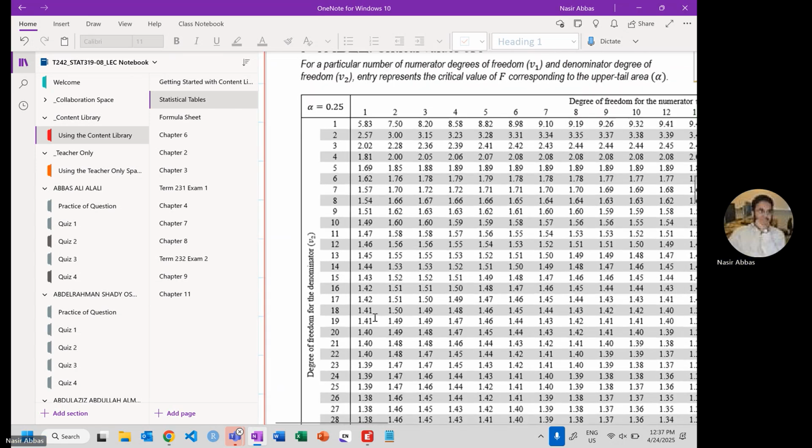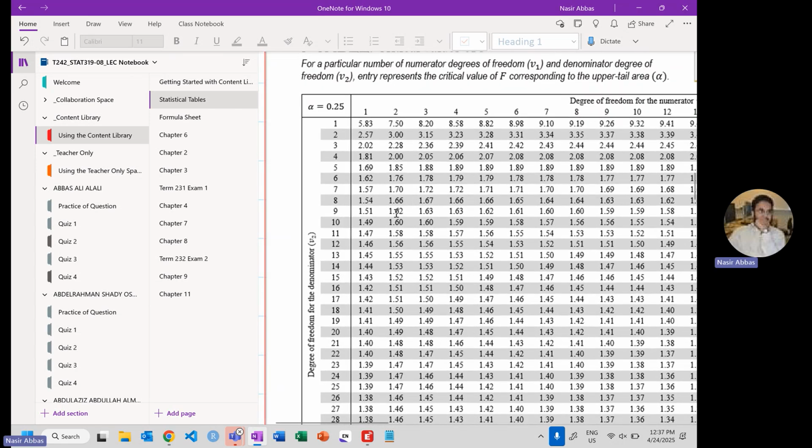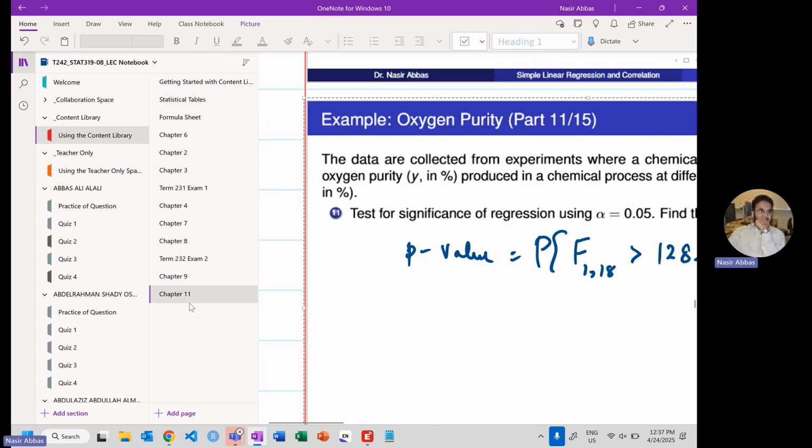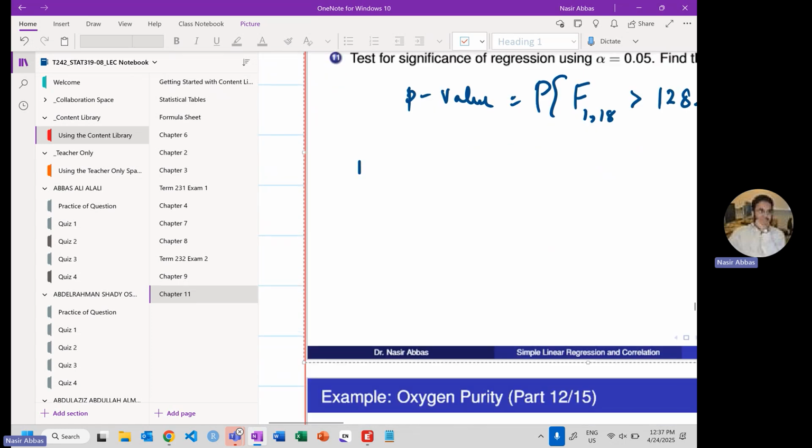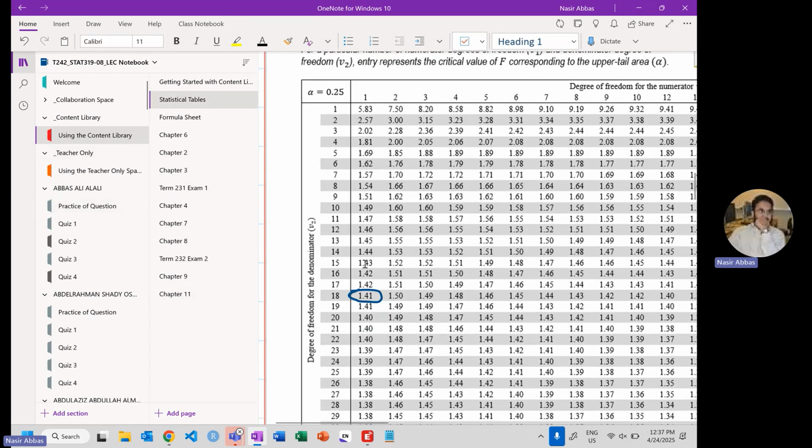See the first one, when alpha is 0.25, and get the critical value. What is the critical value? 1.41, right? Write the meaning of this 1.41 in your answer sheet. What does this 1.41 mean? This means that the probability that F(1,18) is more than 1.41 is 0.25. Write the meaning of this one. Then again, go back to the table and write the meaning of the next one.